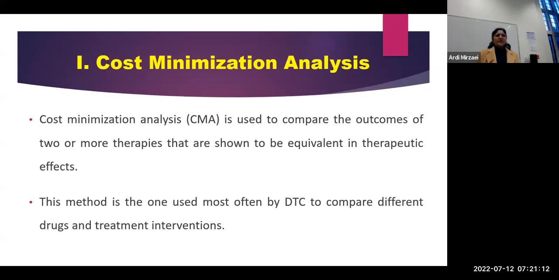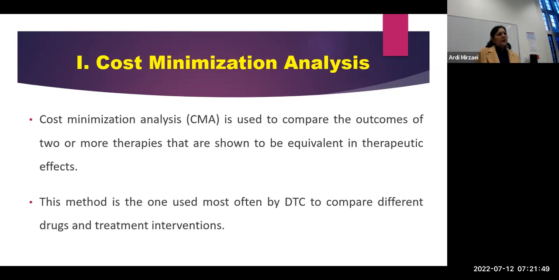Now let's go to the first method, that is the cost minimization analysis. Now this method is used to compare the outcomes of 2 or more therapies that are equivalent in therapeutic effects. Like let us say you have 2 or 3 different brands of the same medicine, or any 2 products which are having similar therapeutic effects. So this method is the one that is most often used by DTC to compare different drugs and treatment interventions.